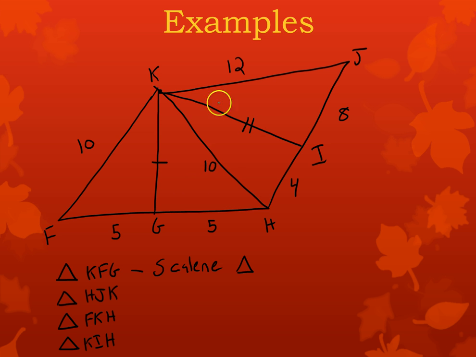Triangle HJK is right here. Well, if we take a look at this, one side is 10, another side is 12, and on this side, we'd have to add these two pieces together. 8 and 4 is 12, so that makes it an isosceles triangle. Triangle FKH, this triangle right here. So we have one side is 10, another side is 10, and then the third side, the two pieces have to add to 10, since they're all the same measurement. This is equilateral.